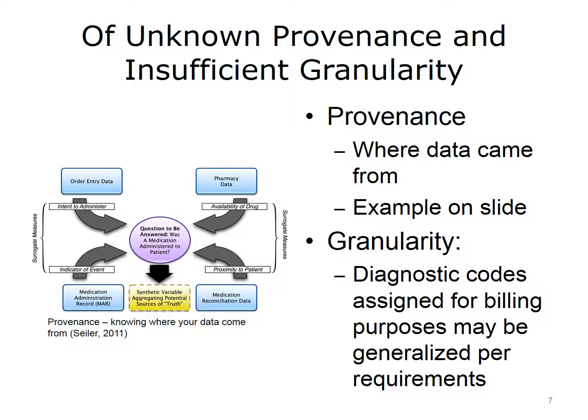In addition to provenance, there's also the problem of granularity. For example, diagnostic codes that are assigned for billing purposes may be generalized to a broader diagnostic class. An example would be when a patient with a set of complex cytogenic and morphologic indicators of a pre-leukemic state is described as having myelodysplastic syndromes, or MDS, for billing purposes, but this data would be insufficient for other purposes, such as research, where a more specific diagnosis would be required.